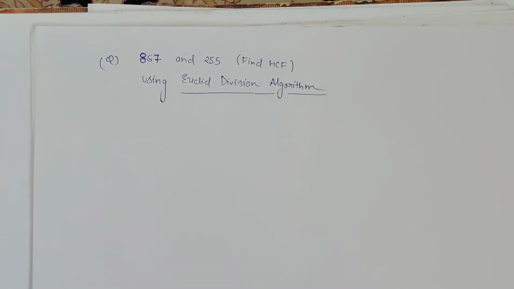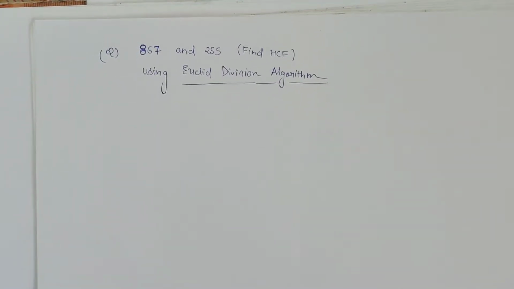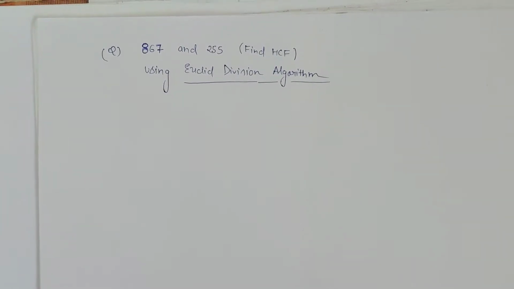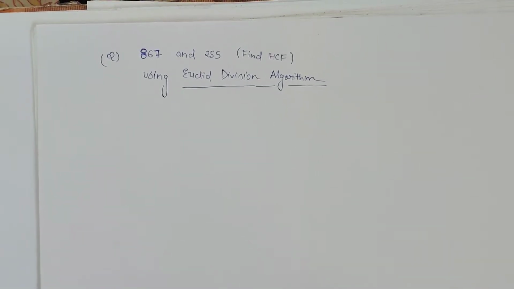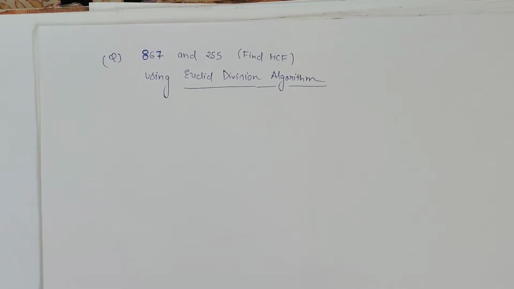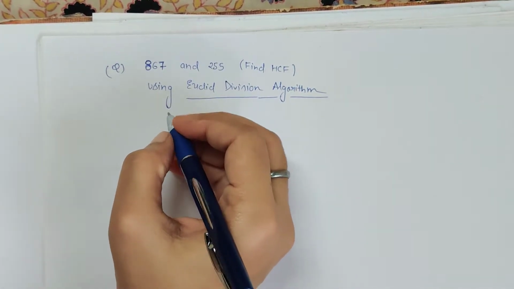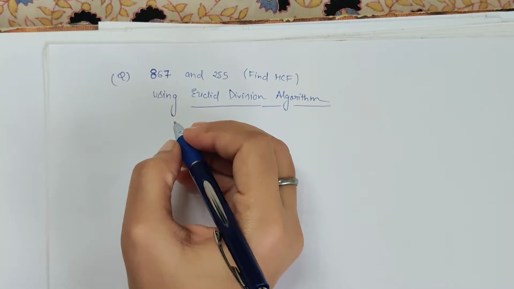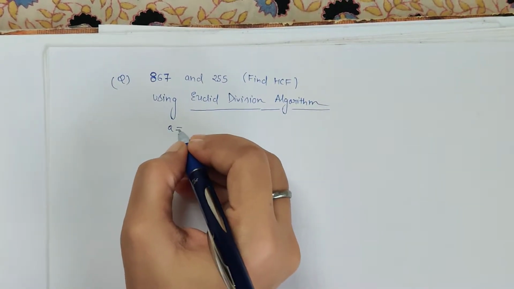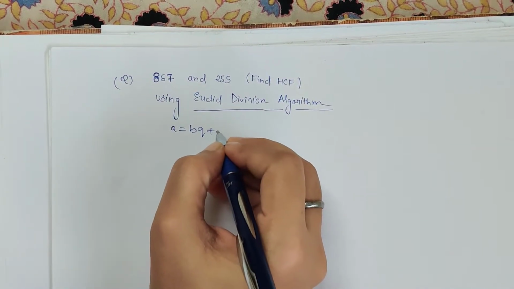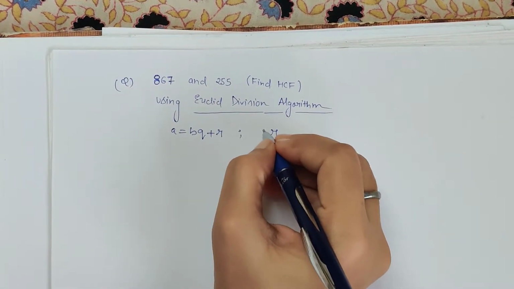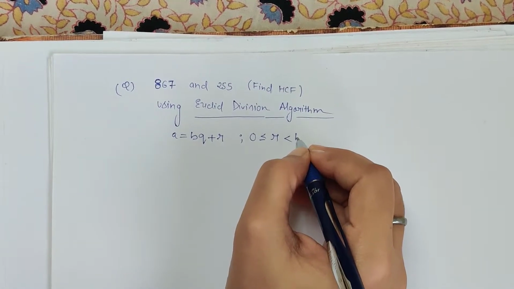Hello friends, in this video we are going to see another example where we can apply Euclid division algorithm for finding the HCF. So here the two numbers are 867 and 255. As in the previous video we have already seen, Euclid division algorithm is nothing but the repeated application of Euclid division lemma, and Euclid division lemma is A is equal to BQ plus R, where R is greater than or equal to 0 and less than B.